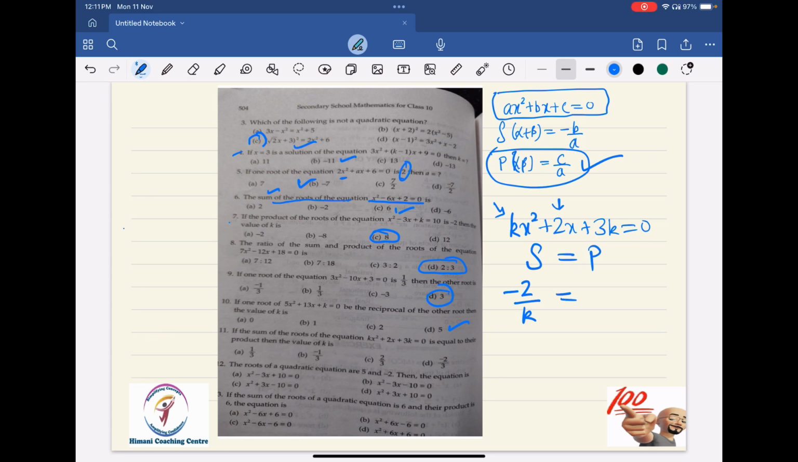Now what is the product? C by a. C is 3k divided by k. So can you see, you just need to do the cross multiplication and you will get 3k equals minus 2. Get rid of this 3 by multiplying with its reciprocal, and k is minus 2 by 3. So again, D is our answer here.